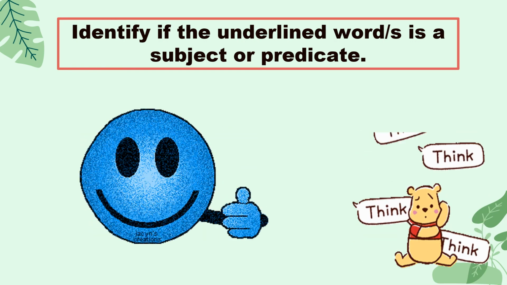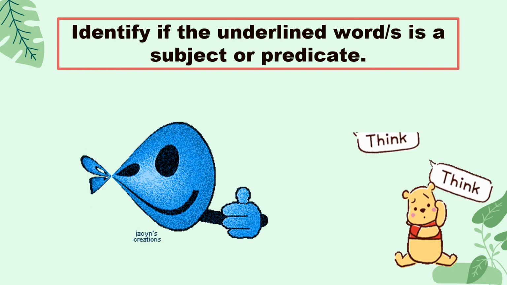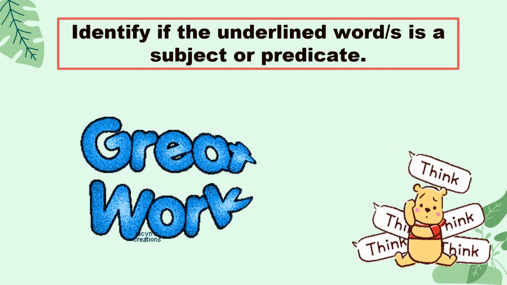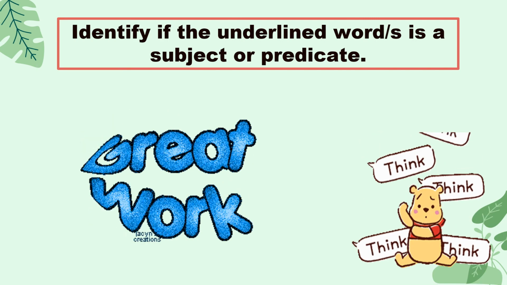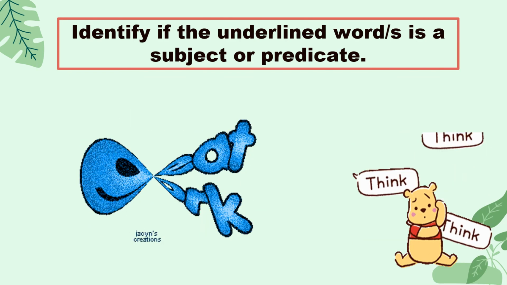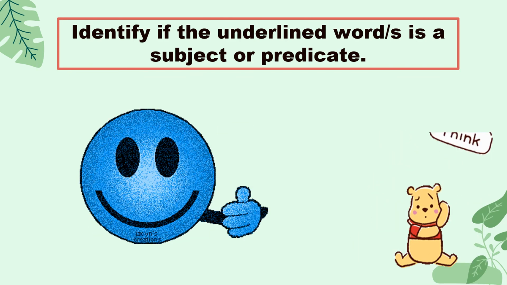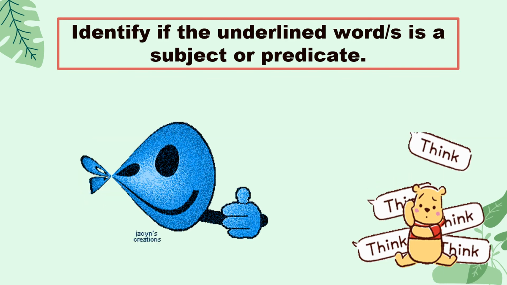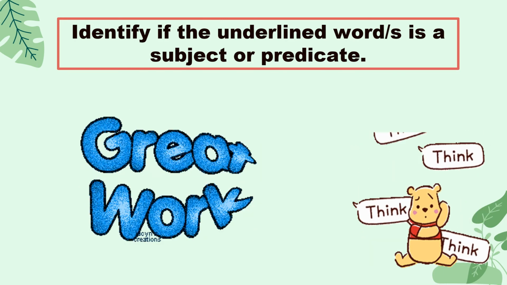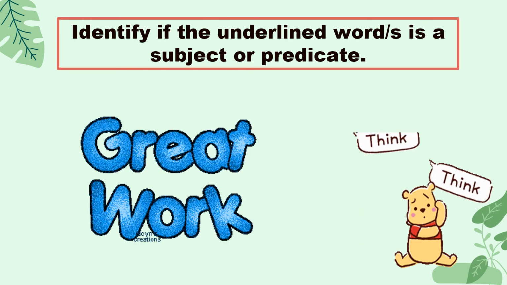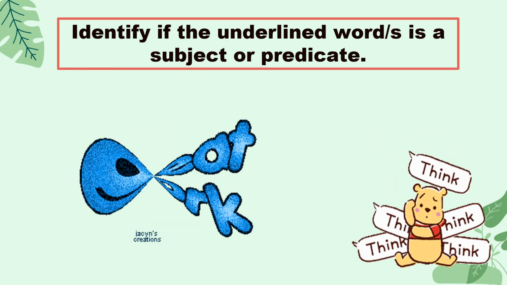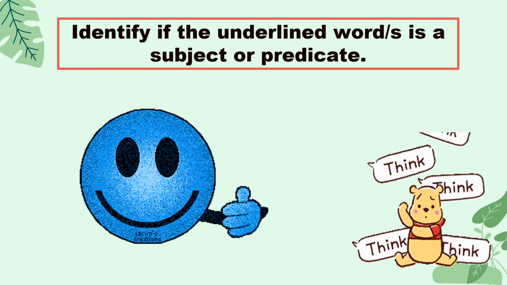So, remember that a subject is the one that is the topic in the sentence, the noun or pronoun that tells us who or what the sentence is all about. The predicate, on the other hand, are your words that tell us or give us information about the subject. It describes or tells us what the subject is doing in the sentence.